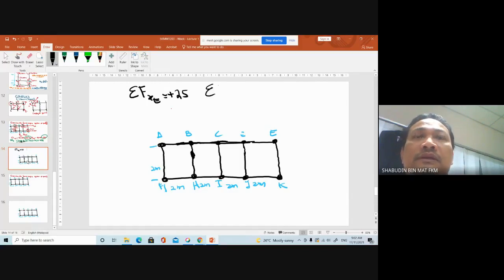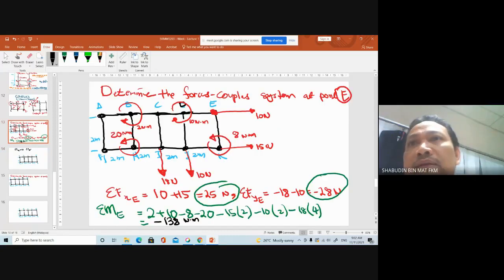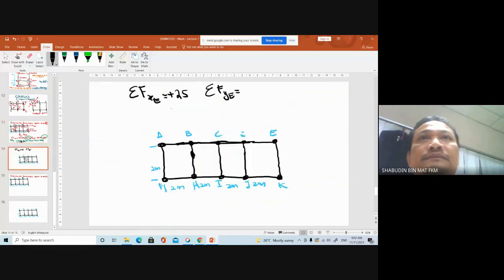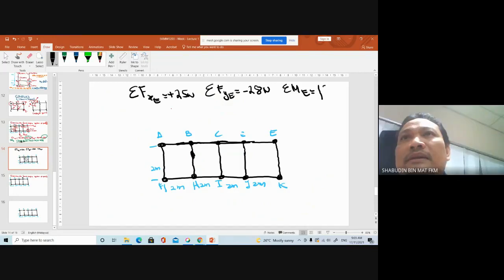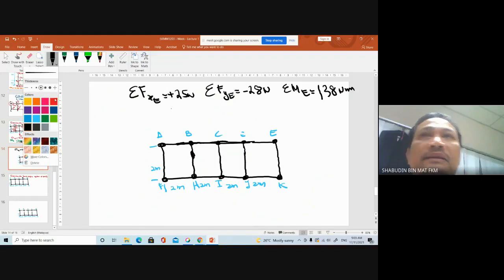Summation of force in y at E is equal to negative 28 Newton, and summation of moment at point E, tell me again, I'm aging, I can't remember. 138 negative. 138 Newton meter. It is negative, right? Yes, it is negative.